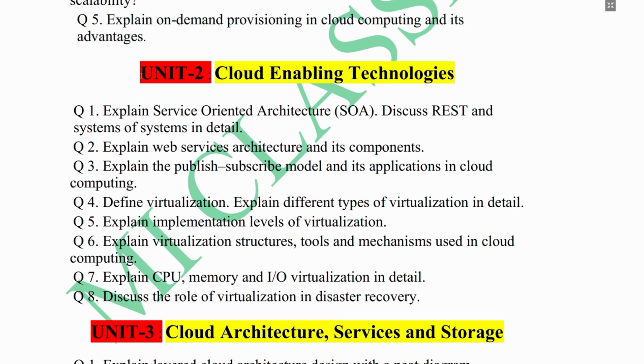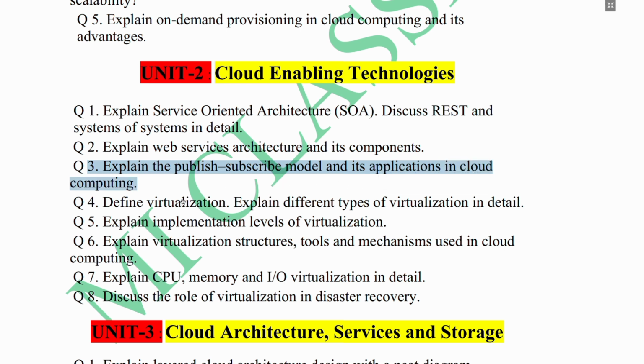Here we discuss unit number second, which is cloud enabling technologies. The first question is: explain service oriented architecture, SOA. Discuss REST and systems of systems in detail. The next question is: explain web services architecture and its components. The next question is: explain the publish-subscribe model and its application in cloud computing.